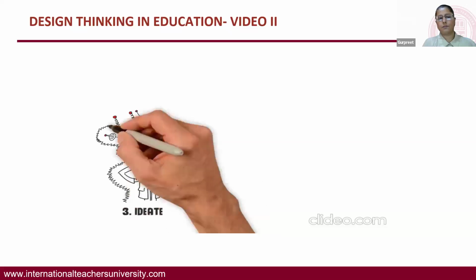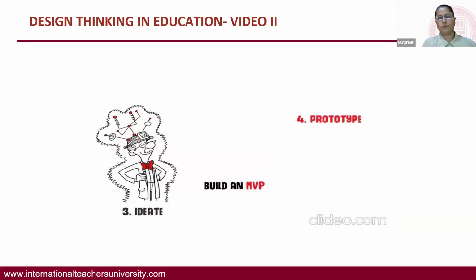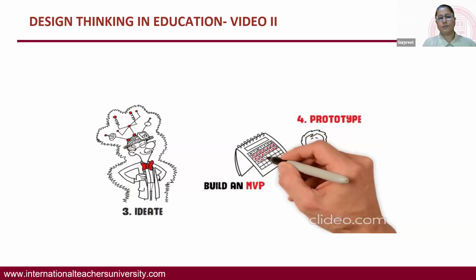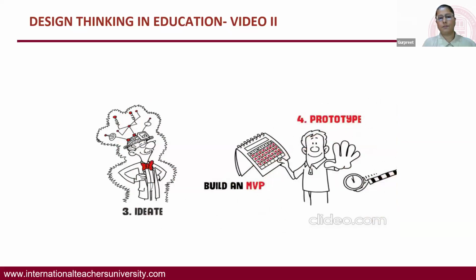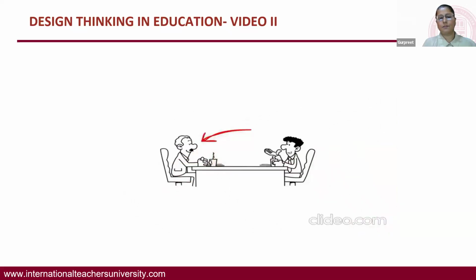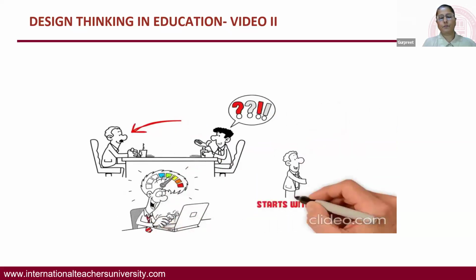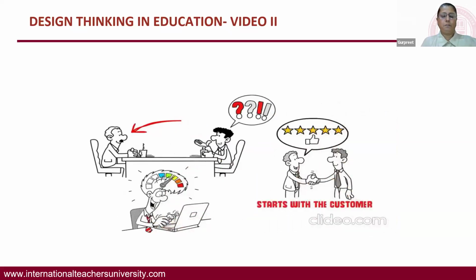Ideate. Brainstorm solutions. 4. Prototype. Build an MVP, minimum viable product, of ideas in the shortest possible time. Then take those prototypes back to your customers and ask what they think. Design strategy starts with the customer, then offers the solution, not the other way around.